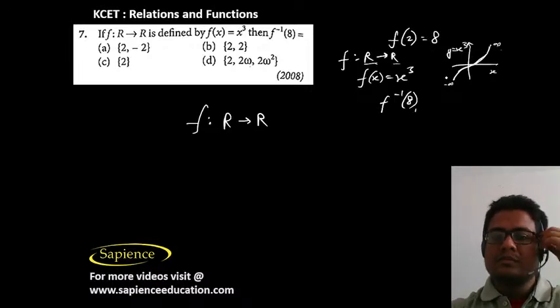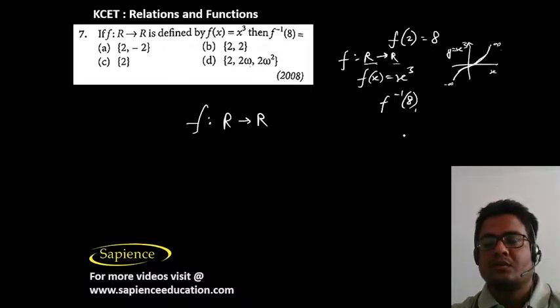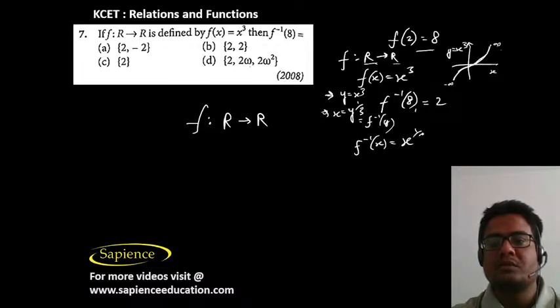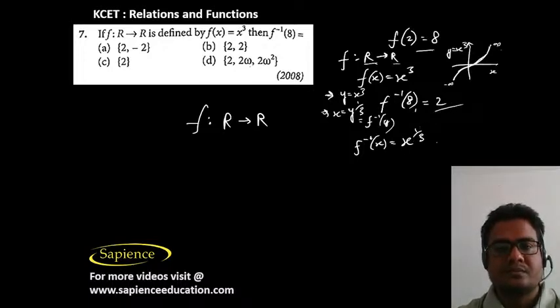Therefore, you can say that f of 2 is 2 cube, that is 8. So f inverse of 8 will be equal to, f of x is x cube. So I can say if y equal to x cube, then x is equal to y power 1 by 3, which is f inverse. So it means f inverse x is equal to x power 1 by 3. F inverse 8 is 8 raised to 1 by 3, which is 2. Option C is the correct answer.